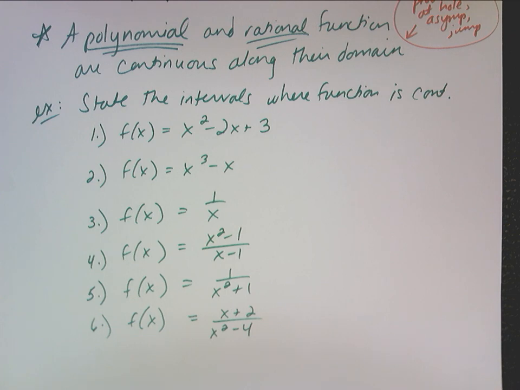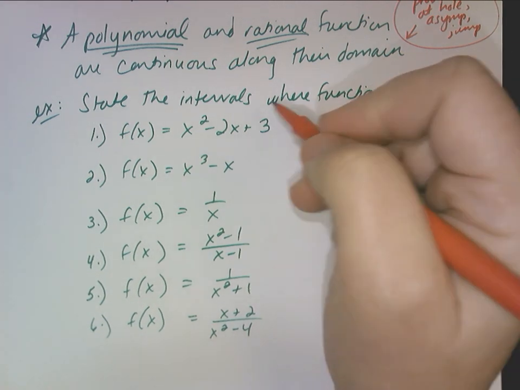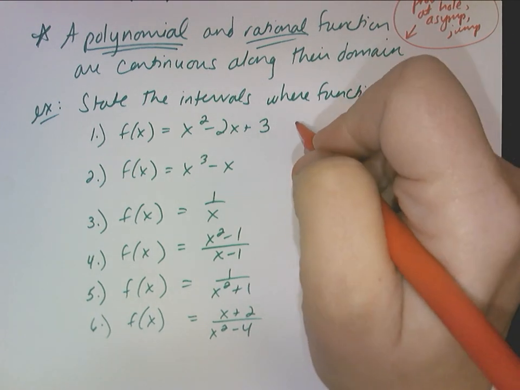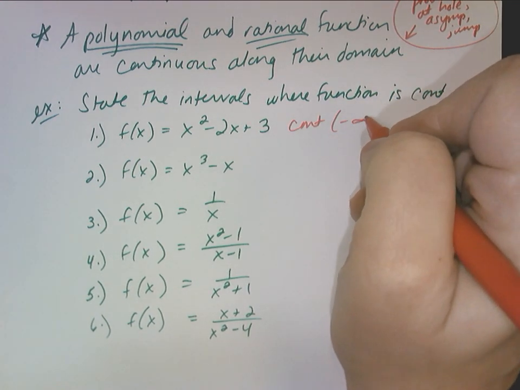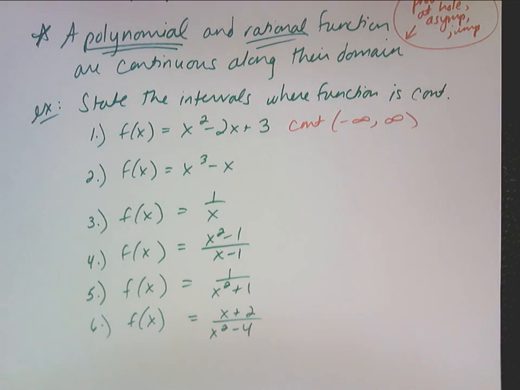All right, so if you're still writing, that's fine. Could you do number 1? Could you tell me where it's continuous at right now? Negative infinity to infinity. Its domain is negative infinity to infinity. You are continuous if you're a polynomial along your domain. And that's what this was, a beautiful parabola. So guess where it's continuous from? Negative infinity to infinity. You don't have to write C-O-N-T, but it's just negative infinity to infinity.